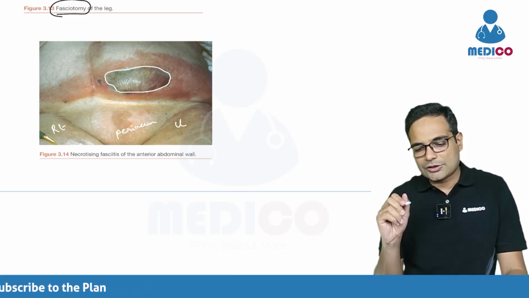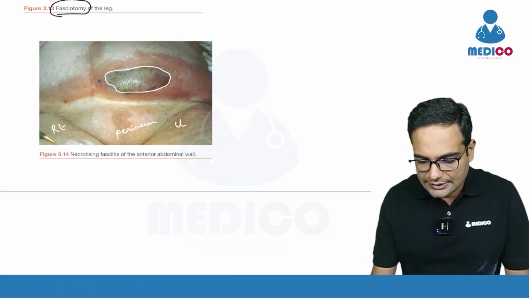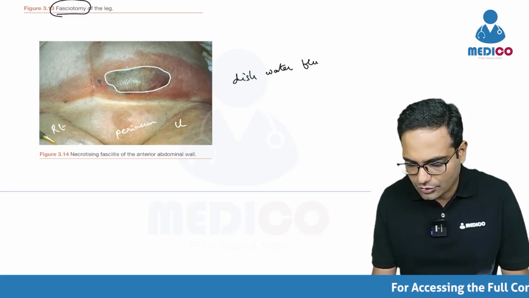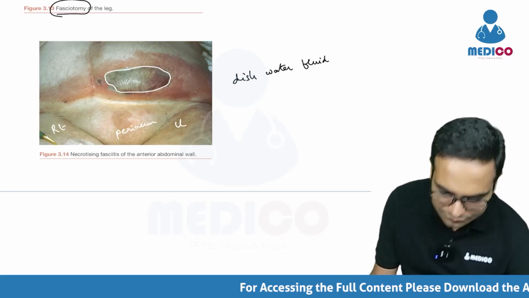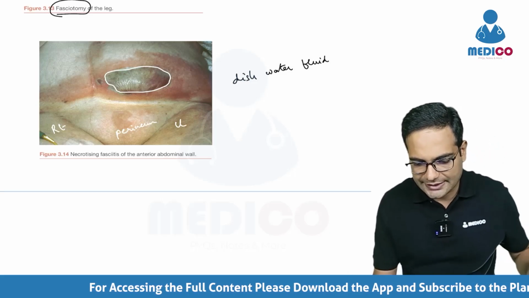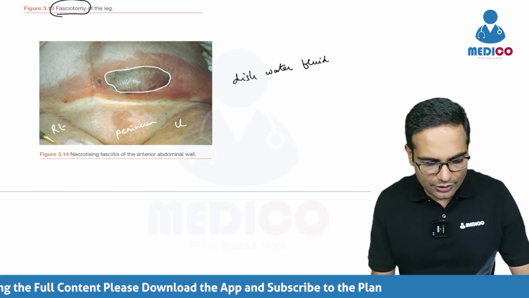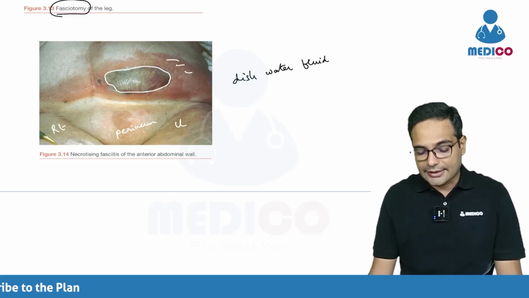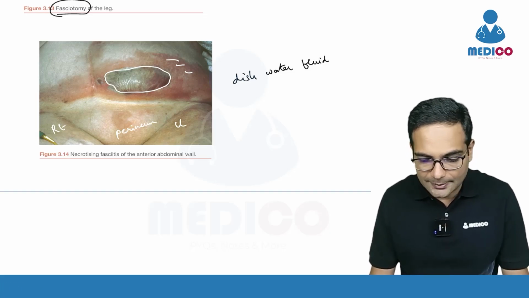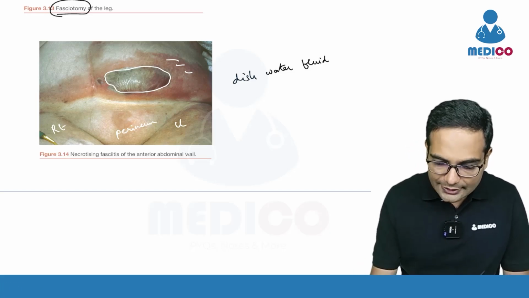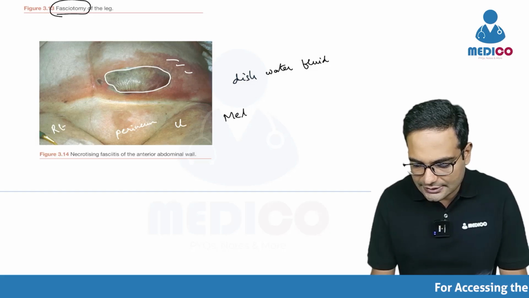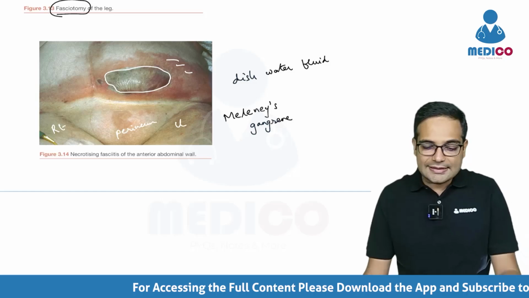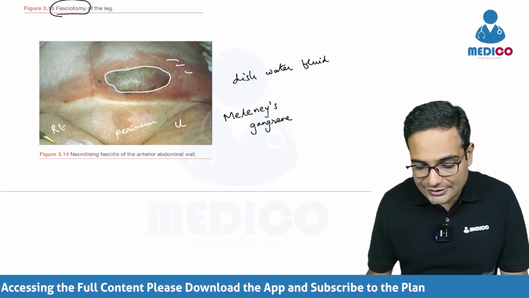If you rupture it, you will get something called a dishwater fluid. The fluid that comes out is called dishwater fluid, right? Then you can see erythema, redness, or inflammation all around it. Fine. All this is the erythema. Now this is necrotizing fasciitis of the anterior abdominal wall, which is also called Meleney's gangrene. If there is necrotizing fasciitis of the scrotum, that is called Fournier's gangrene.